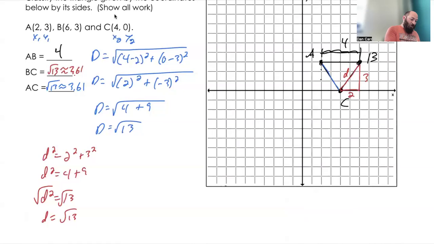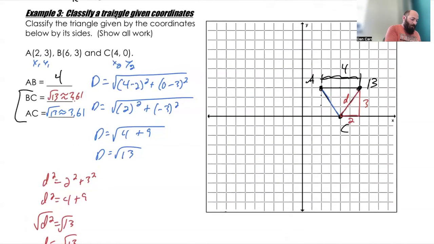Since we have two matching sides with BC and AC, and all I want to do is classify by its sides, then I can just say it's an isosceles. I don't have enough information to say acute or anything like that. So we're just going to go with this one right here.